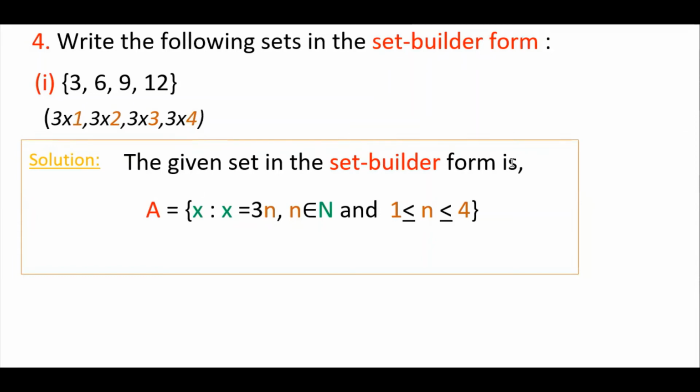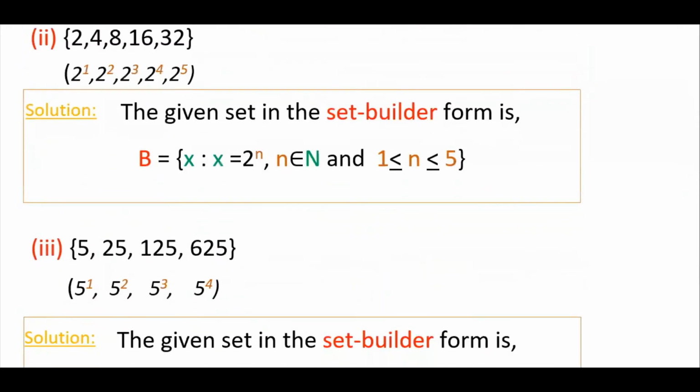So the given set in the set builder form is A = {x such that x = 3n, n belongs to capital N, that is natural numbers, and 1 ≤ n ≤ 4}. You have to write the numbers from 1 to 4. So here small n is these numbers 1, 2, 3, 4, and x is such that x means these elements are such that in this form. This is the meaning of this set builder form.